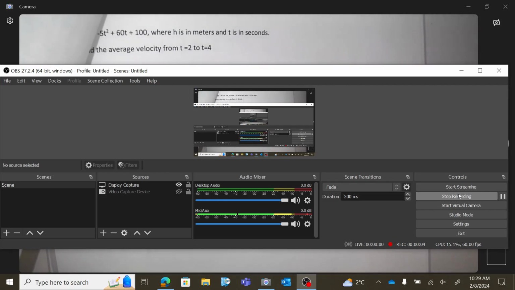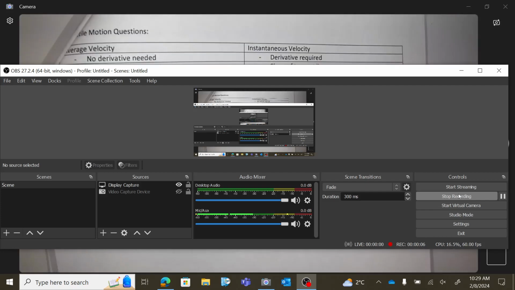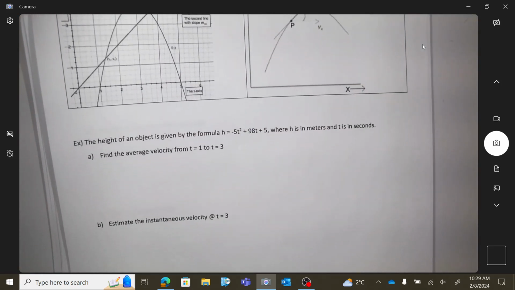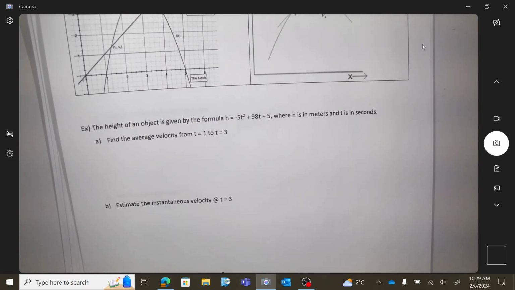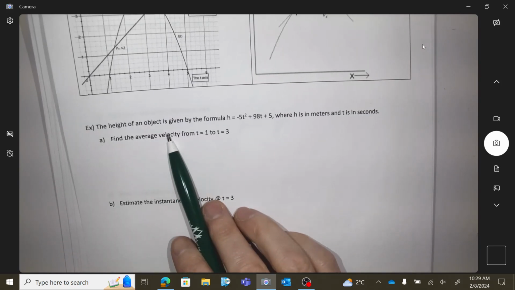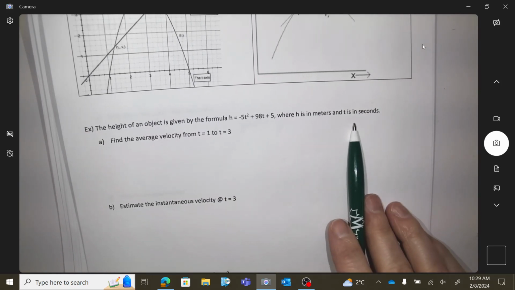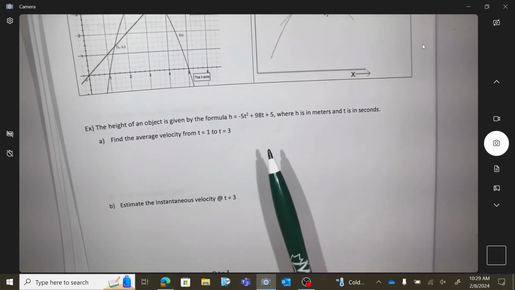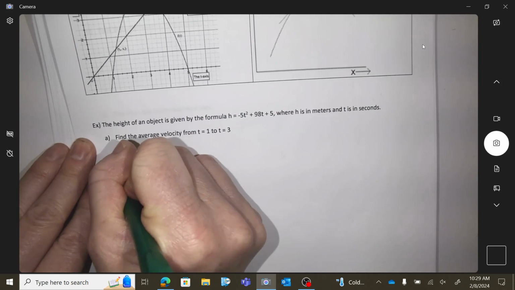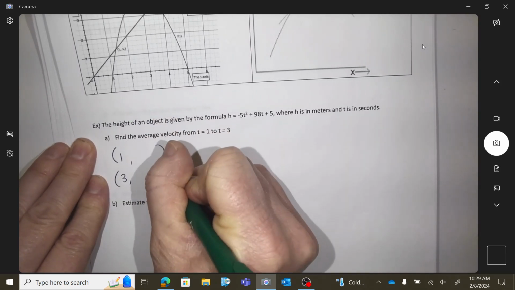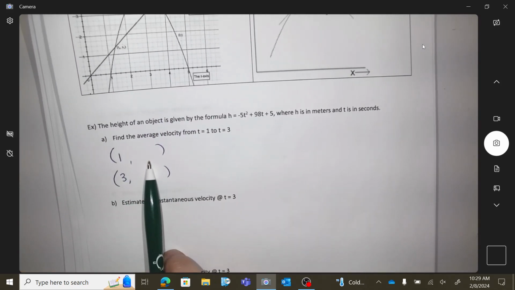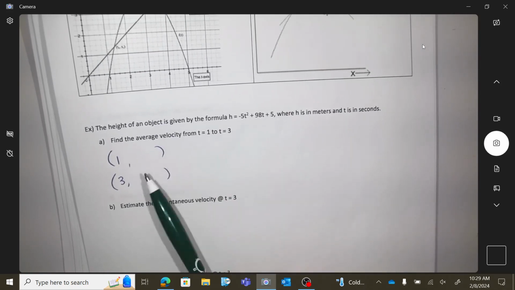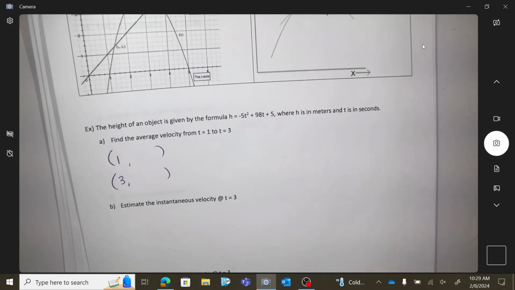Okay, average velocity stuff. Here's a parabola equation. Find an average velocity from 1 to 3. So basically, I need you to be doing this. 1 comma what? Can you plug a 1 in? 3 comma what? Can you plug a 3 in?